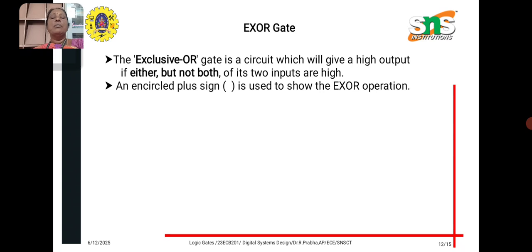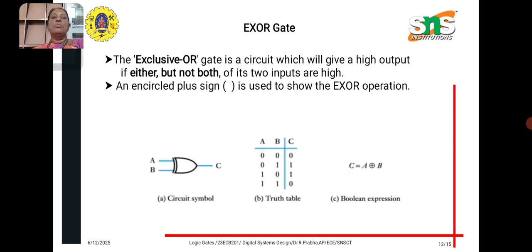Another important gate is XOR gate, called exclusive OR, and this is a gate which gives a high output if either but not both of its inputs are high. An encircled plus sign is used to show the XOR operation. The symbol of XOR gate is similar to OR gate, but with another curve in the front side. A, B are the inputs, C is the output. So C is equal to A XOR B.